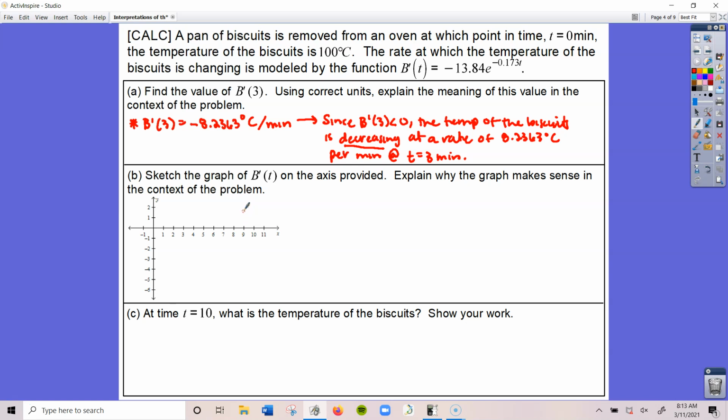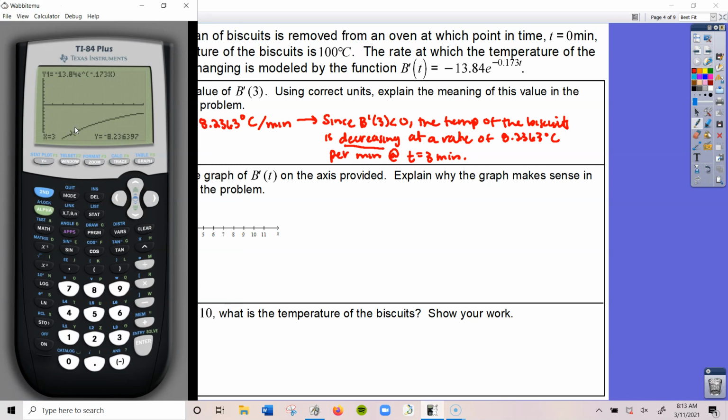For part B, it says, sketch the graph of B prime of t on the axis provided. Explain why the graph makes sense in the context of the problem. Now remember, the calculator already did that for us, and it looks like it's increasing, but it's kind of leveling out. And if we increase this window, the x max, let's just say to 20, you see here that it's trying to reach the x-axis, but it doesn't really reach the x-axis. Let me increase that window again just so you can see that. Let's do 30.